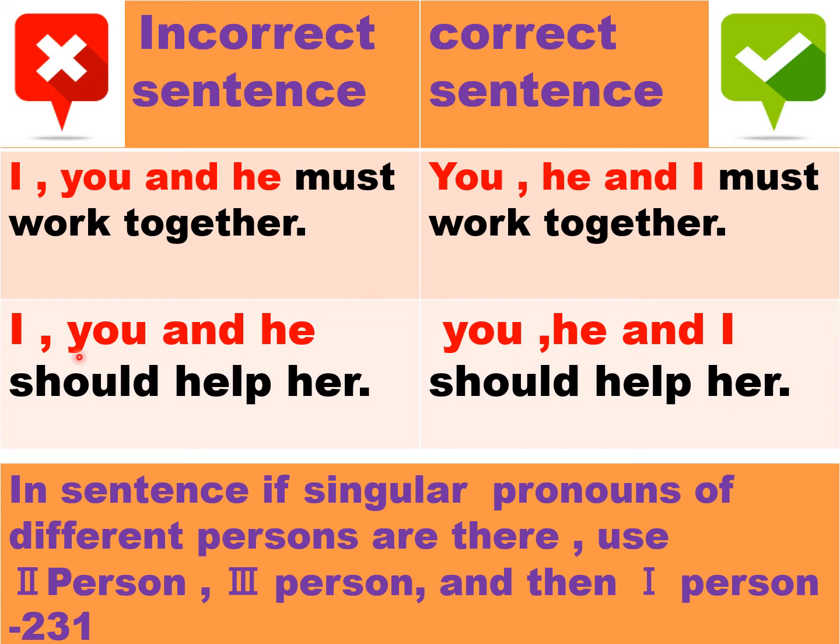See the next example. "I, you, and he should help her." Here also in this sentence, we can see singular pronouns of different persons. So the order must be second person, third person, and then first person. So the answer is "You, he, and I should help her." So the rule is 2, 3, 1. This order in a singular pronoun sentence must be in our mind.